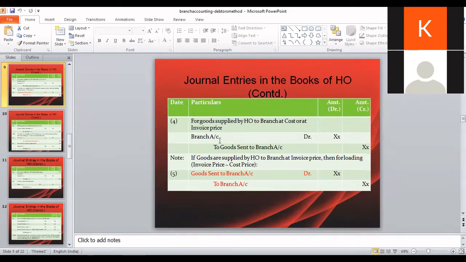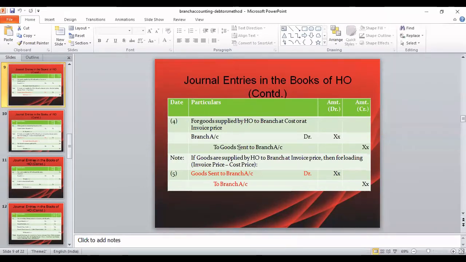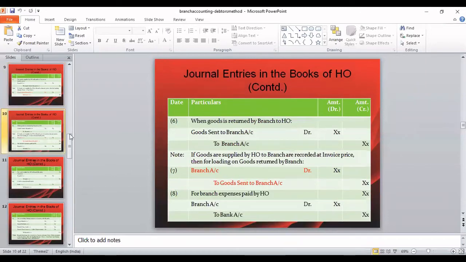Any doubt in this entry? Branch account debit to goods sent to branch, for goods sent to branch. Then the next entry is when goods are returned by branch to head office. Simply, you have to reverse the entry which you have passed earlier for goods sent. Okay, now you are getting goods back, na? So you have to reverse the entry by passing the entry: goods sent to branch account debit to branch account.